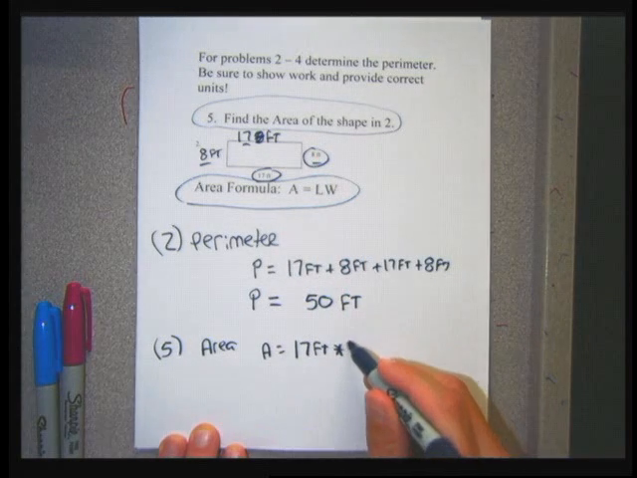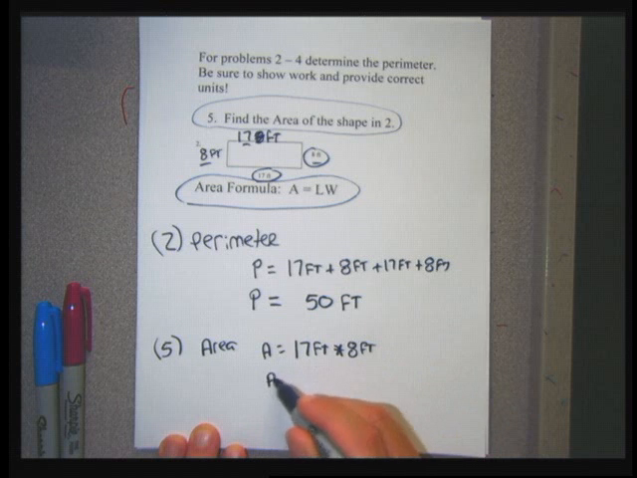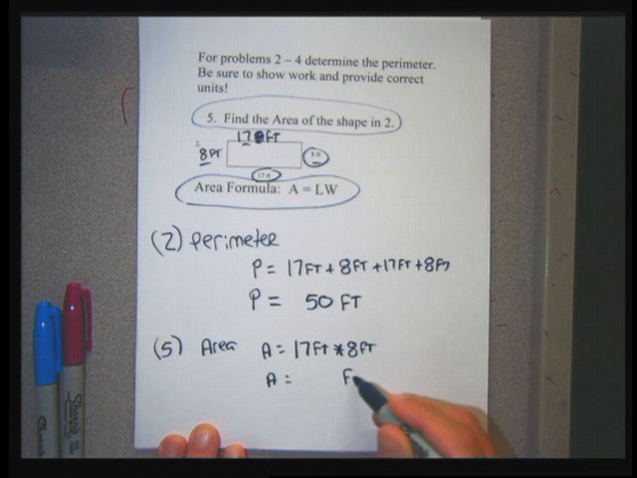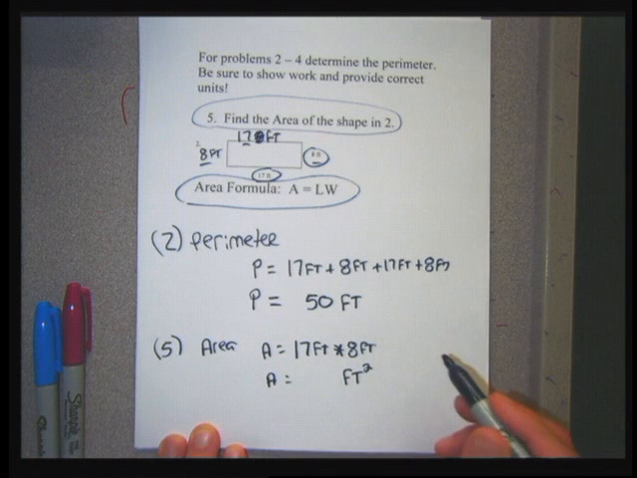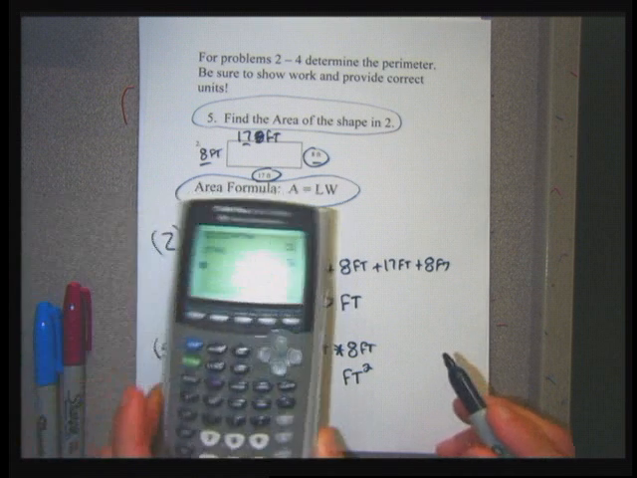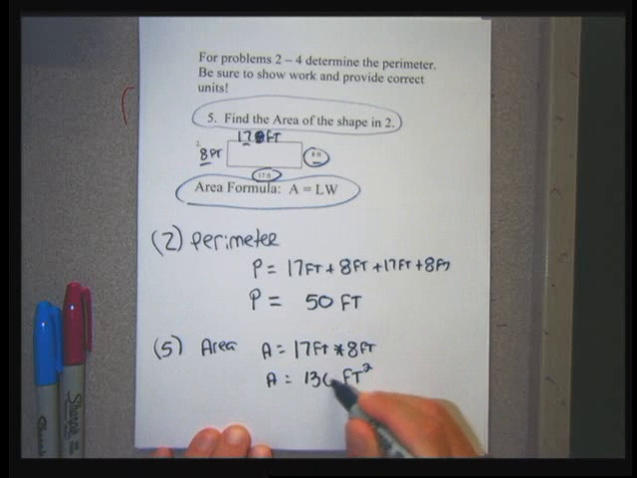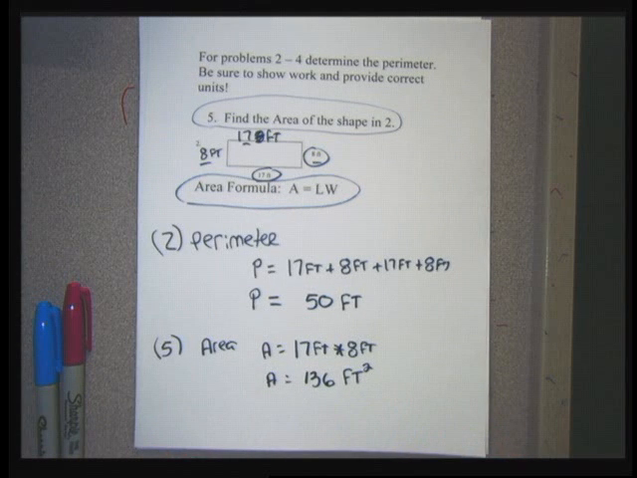It's 8 feet. And when I multiply these to get the area, I'm multiplying feet by feet, so I'm going to get square feet. I can write square feet or write 2 for an exponent. And then I'll multiply 17 times 8. And I just did 17 times 8 in my calculator, and I got 136. So the answer to number 5, the area of that rectangle is 136 square feet. The answer to number 2, the perimeter of the rectangle is 50 feet.